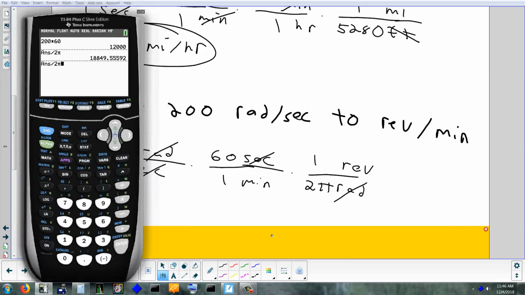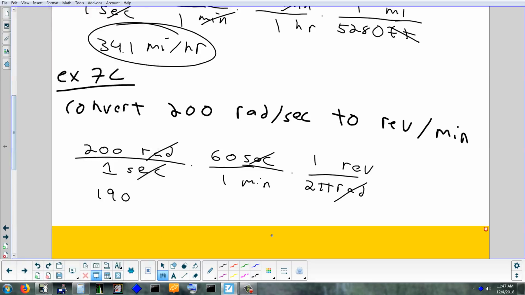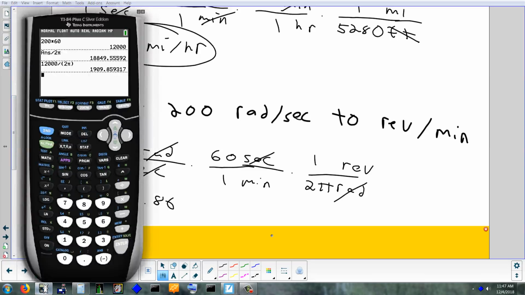Let's do it with parentheses, and I'll show you the difference. So that's how you did it, I was right? Okay. Now try it like this. Divided by 2 pi, and watch what happens. So you just forgot parentheses. You did it right. I think I messed it up. So 1,909.86.